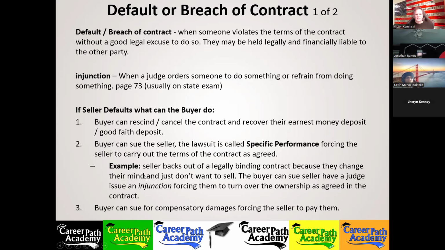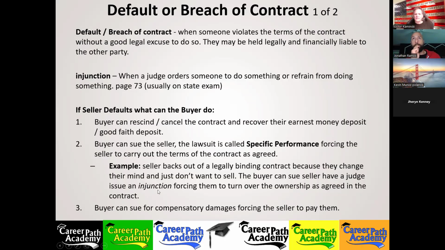So an example of this is the seller backs out of a legally binding contract because they just changed their mind and don't want to sell anymore. That's not a good legal excuse. The buyer can sue the seller to have a judge issue an injunction, forcing them to turn over the ownership as agreed to in the contract. They got all their stuff waiting outside in a U-Haul to move into the house, and now you're here at the closing table just saying, I changed my mind, I don't want to sell.